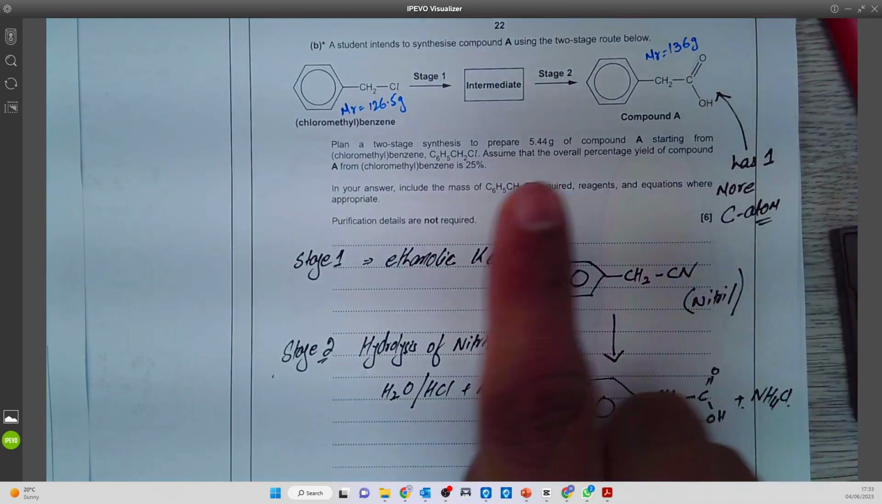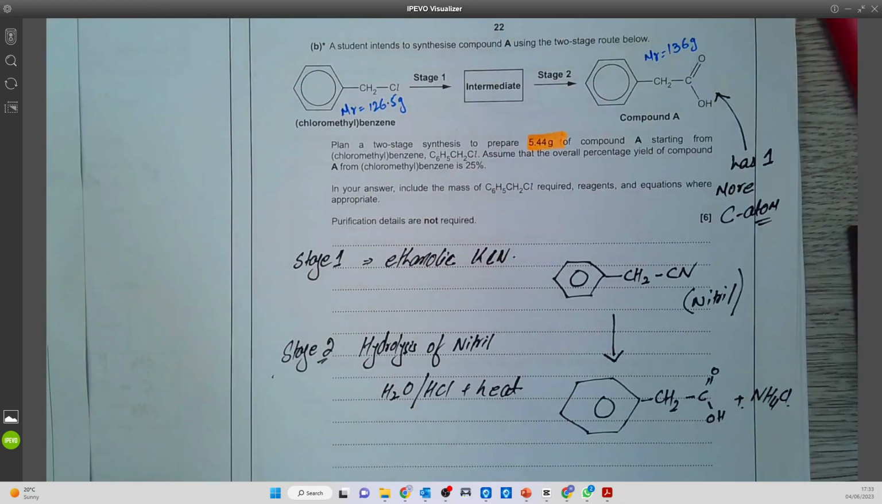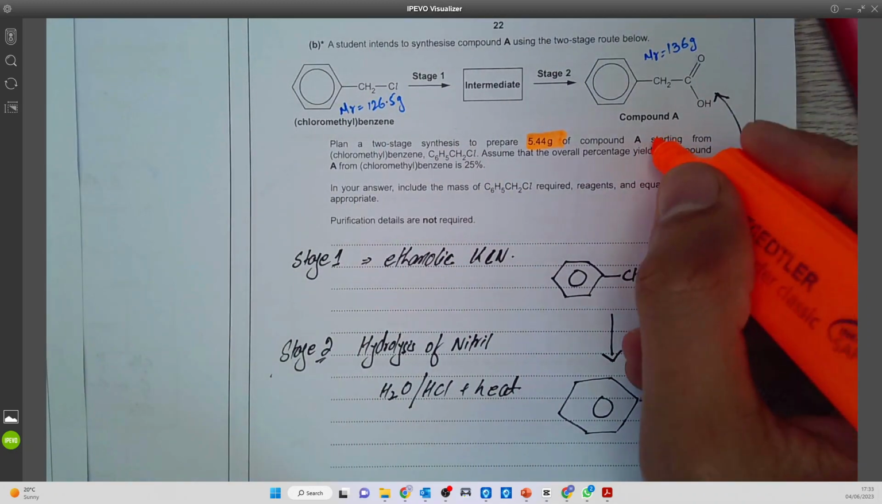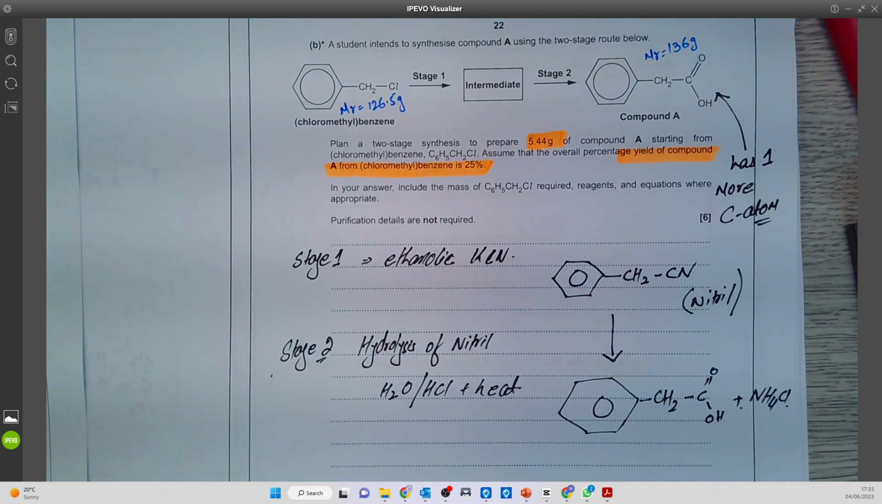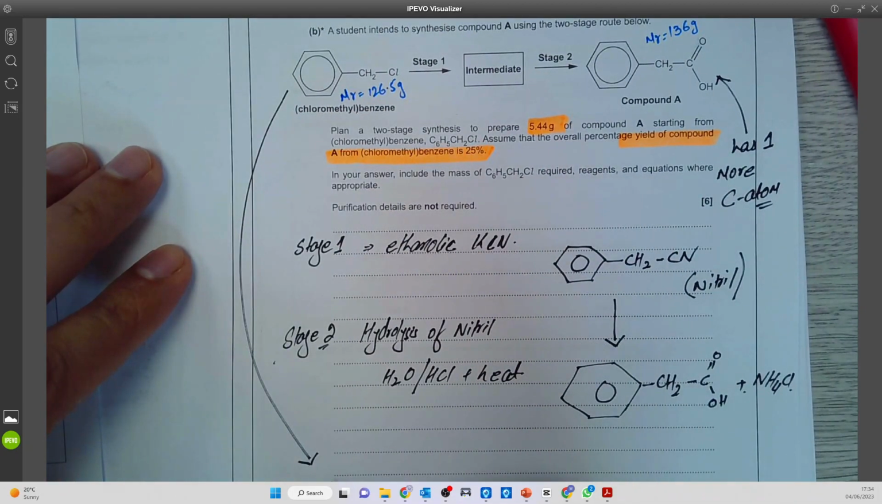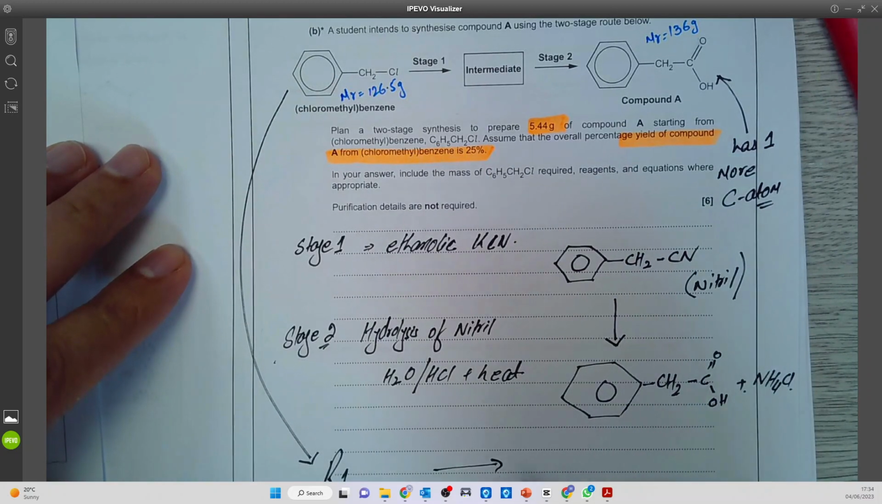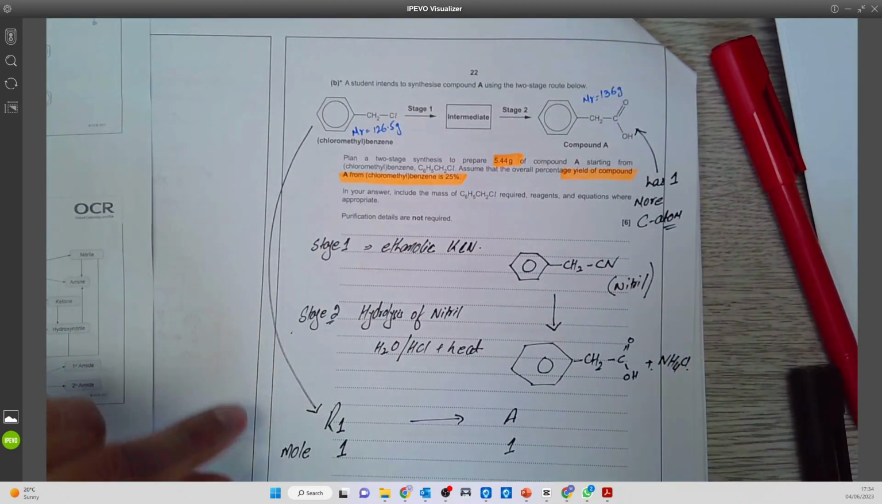intermediate. Now it says plan a two-stage synthesis to prepare 5.44 grams. We've been given a condition for this, and it says the yield of the compound A from chloromethylbenzene is 25%. So I'll go back to my equation and I see 1 mole will produce 1 mole. Does that make sense? So in other words, I can say R1 changes into compound A. In terms of mole, this is 1, this will produce 1. Does that make sense? That's based on equation.